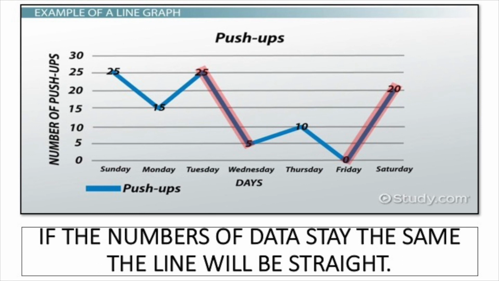If the numbers of data stay the same, the line will be straight. Like we seen earlier with our rainfall, the 2 months that had 20 millimeters, it was just a straight line because the data stayed the same.